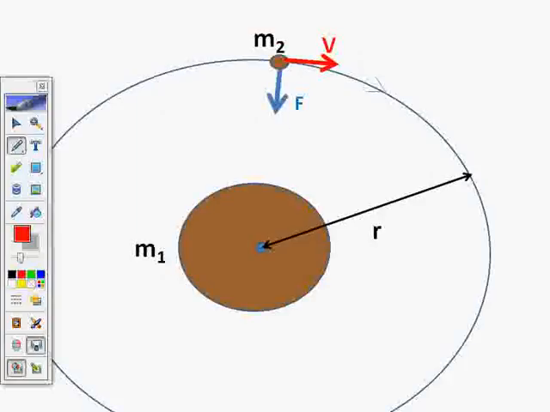So to answer that question, we're going to consider this scenario here, where you have a central mass, m1, and you have a second mass, m2, orbiting the first mass.